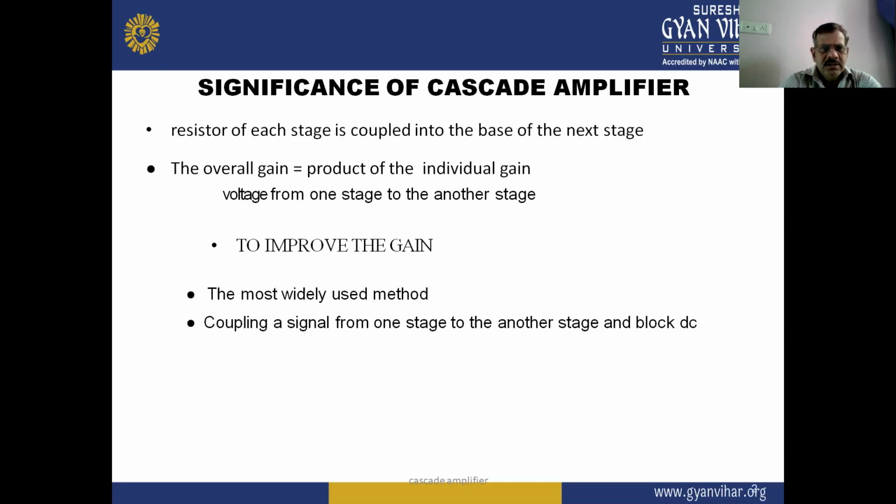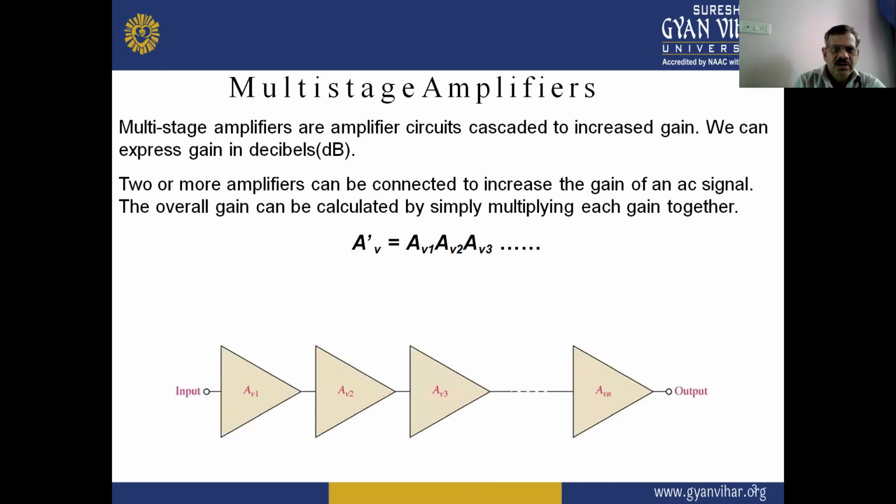and to improve the gain in cascade amplifiers, the most widely used method is coupling a signal from one stage to the another stage and blocking DC. So a capacitor is used for blocking the DC component from the AC component. So the capacitor passes the AC signal and blocks the DC signals.